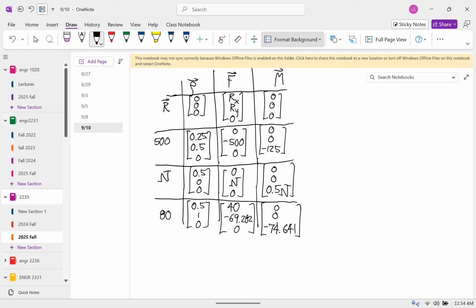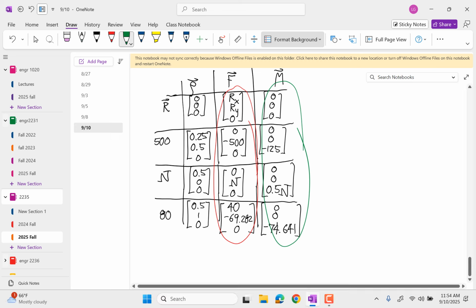Okay, so what we have now with this table is we have all of our forces here, and we can add those up for Newton's second law. And we have all of our moments here, and we can add those up for rotational Newton's second law. The rho vector is just the vector from the about point to where the force is applied.